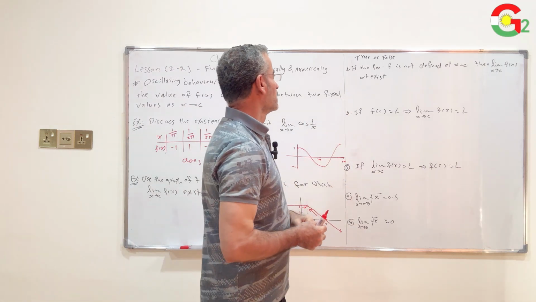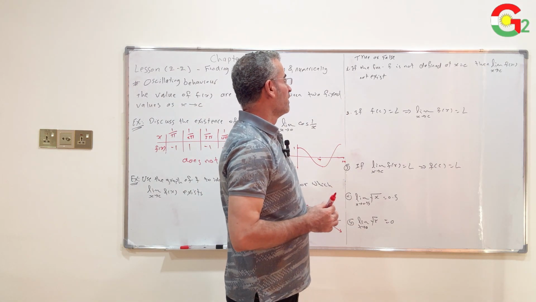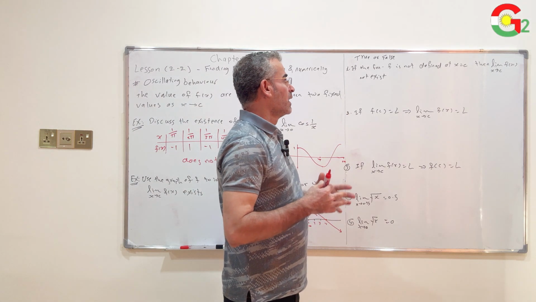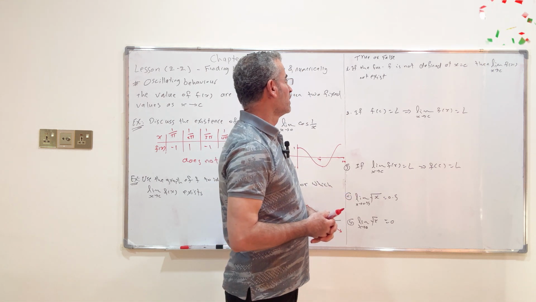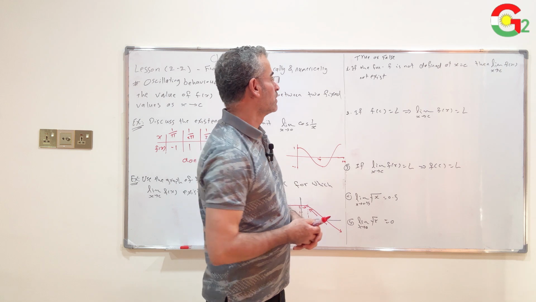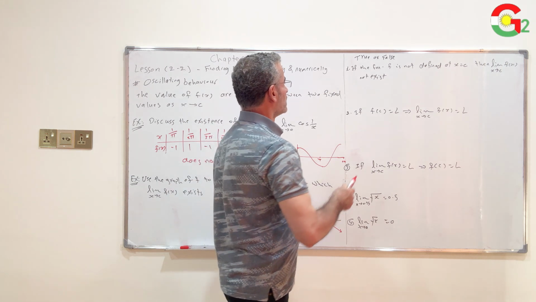True or false? If the function f is not defined at point x equals c, then the limit does not exist. It is not true. It is false.